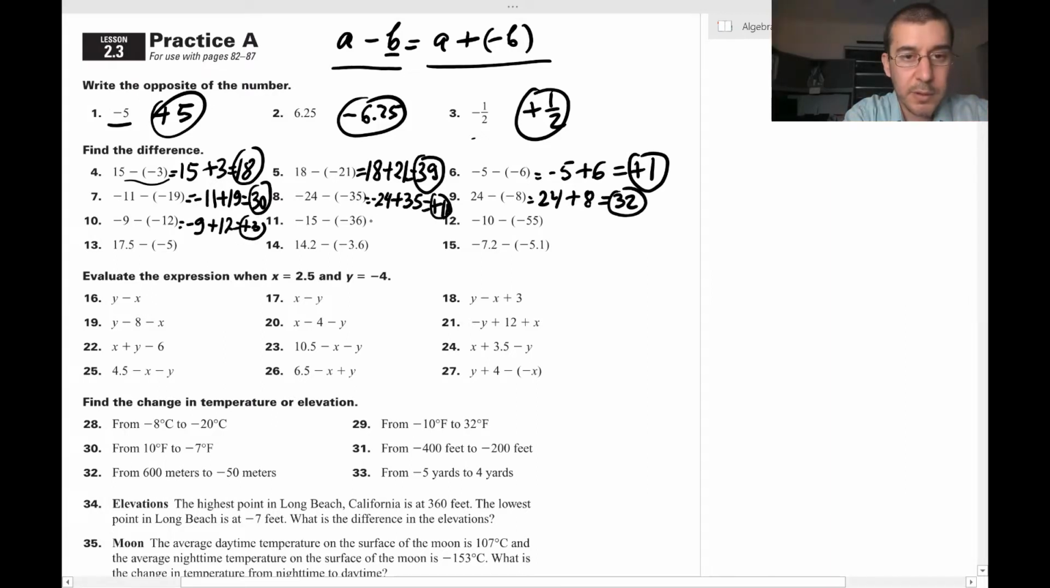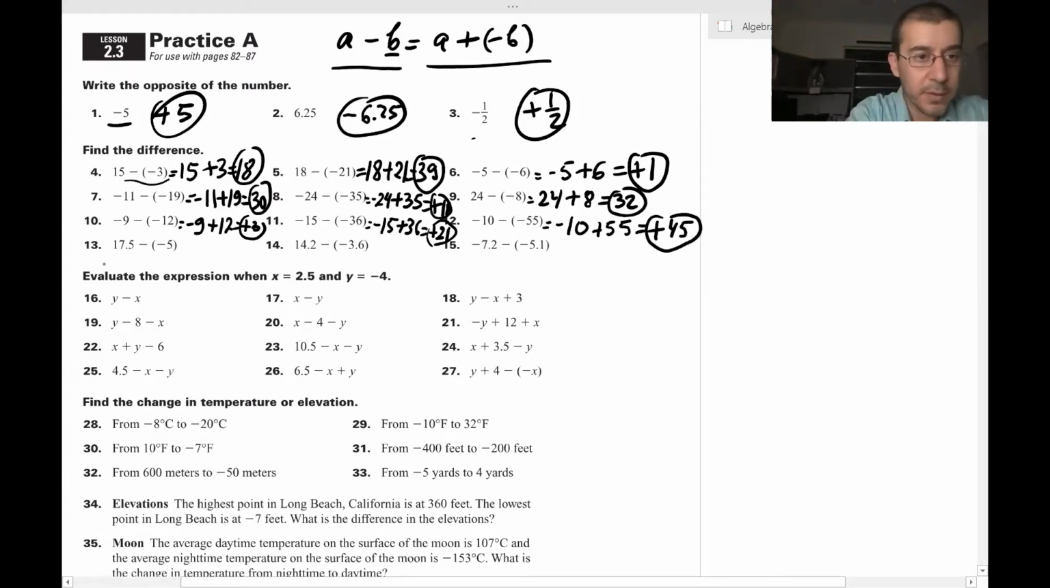Next one, we have minus 15. Two minus signs, that's plus 36. 36 is greater than 15, so plus. 36 minus 15 is 21, so plus 21. Number 12, minus 10. Two minus signs, that's plus 55. 55 is greater than 10, so plus. 55 minus 10 is 45.